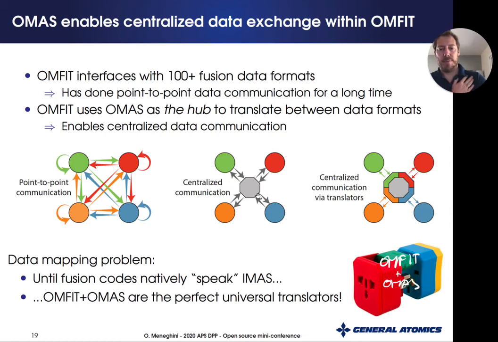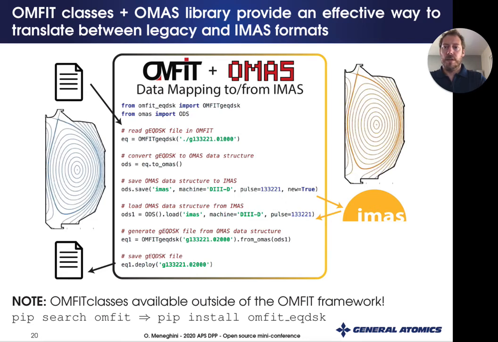This is where we would like to be, but until all of our components and physics codes that we don't develop but other people develop read and write data directly from IMAS, really the situation is something more like this. So we need to define some kind of adaptive layer that translates the legacy formats to the IMAS format. And because OMFIT can, as I said, read and write many Fusion data formats, the combination of OMFIT and OMAS are really the perfect universal translators in Fusion.